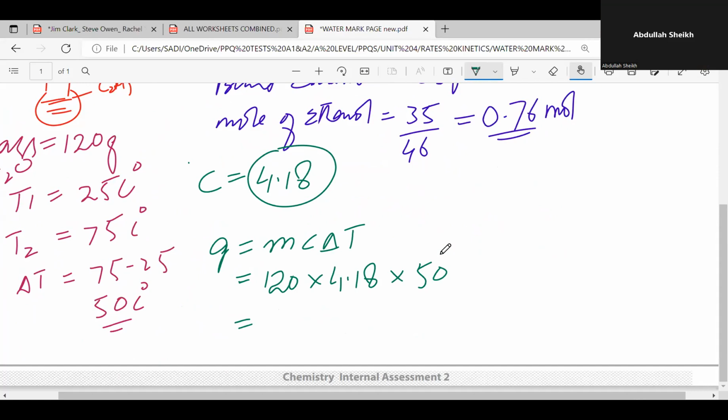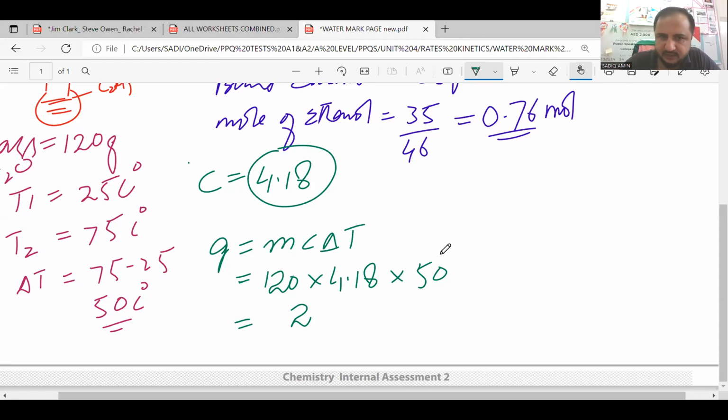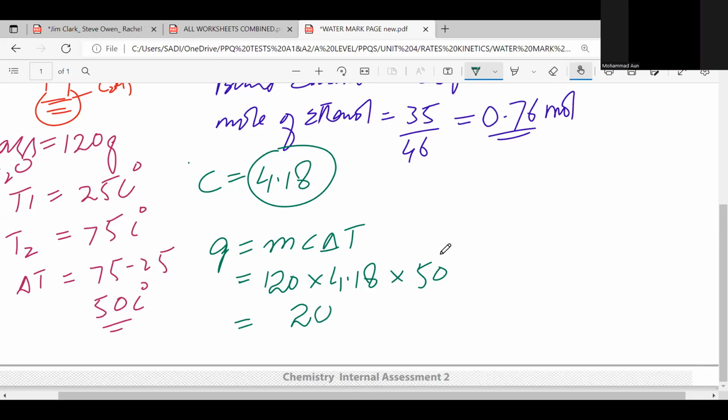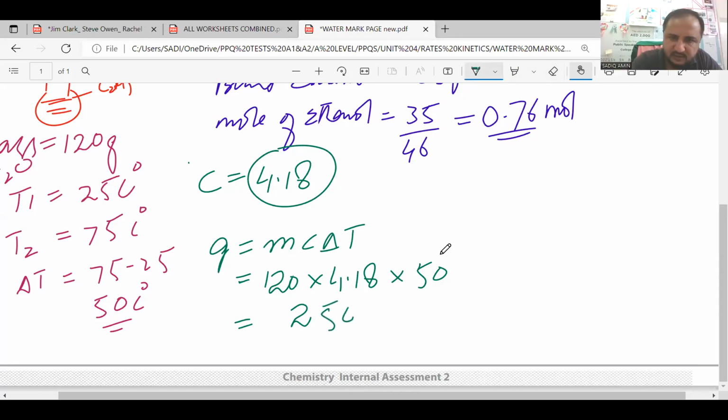Sir, it's 25.08 kilojoules when we divide by... Why 25 point? It is 120 times 50 times 4.18. Do it again. Sir, we actually divide by 1000. You should not divide unless I tell you to do it. Okay, sir. Sir, it's 25,080. Yes, 25,080.